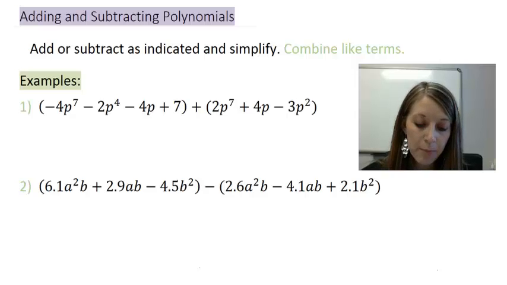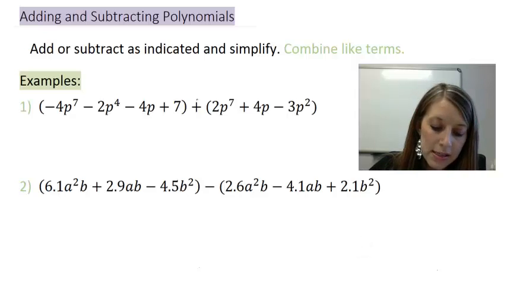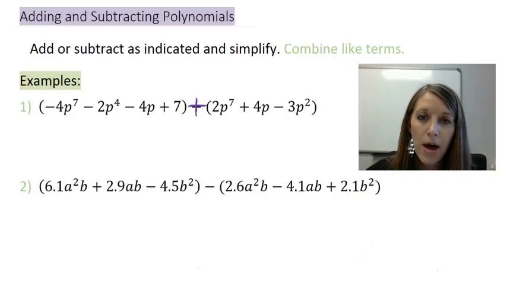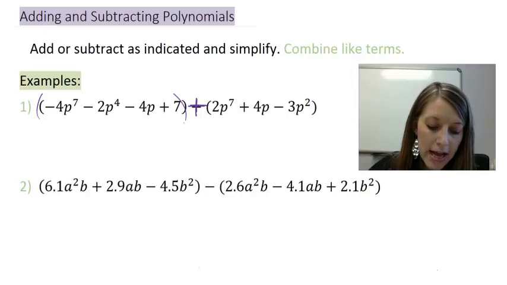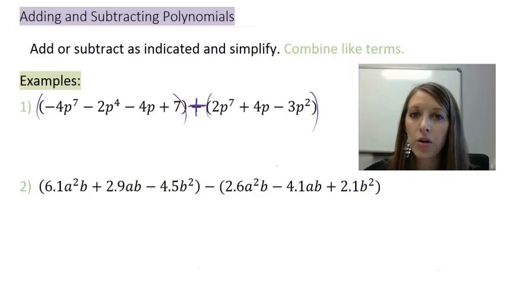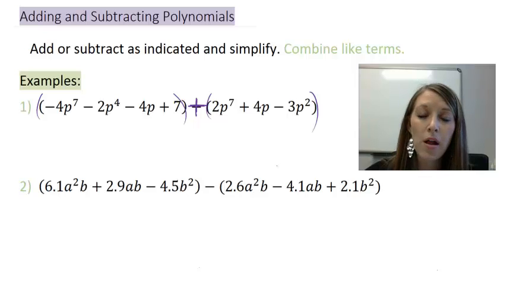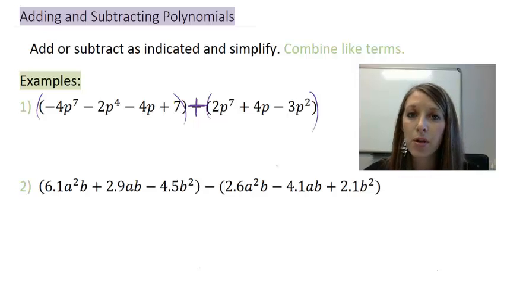So let's start with example 1. Notice that it is an addition symbol, but my first question is it actually has parentheses around my two polynomials. And I want to know if those parentheses are necessary to be there or if I can just ignore them or drop them. Now the reason that these parentheses are here is they are trying to tell you that this is our first polynomial plus our second polynomial.